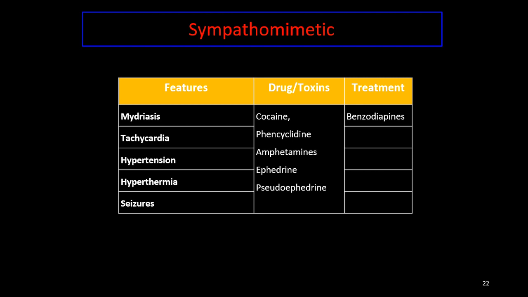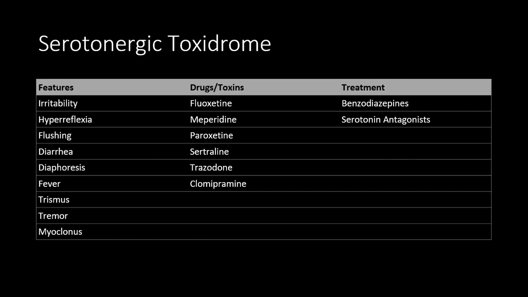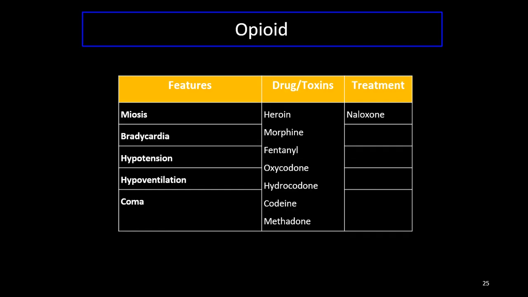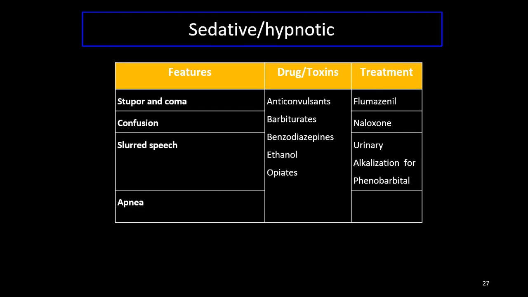Sympathomimetics, again you know: mydriasis, tachycardia, hypertension, and hyperthermia. Okay, beta adrenergics: tremor, tachycardia, hypotension. Okay, so common categories of drugs which we see: serotonergics, flushing, diarrhea, fever, trismus, tremors. Okay, opioids you know: miosis, bradycardia, hypotension. And then hallucinogenics, where there are amphetamines, cocaine, so they will cause mydriasis. They are actually sympathomimetics. And then there is another category of sedative hypnotics like anticonvulsants.